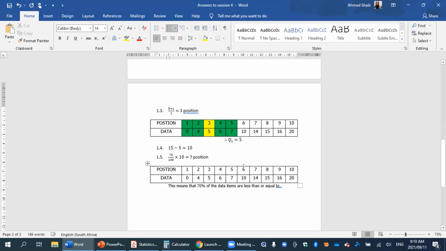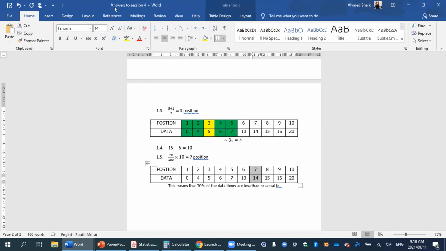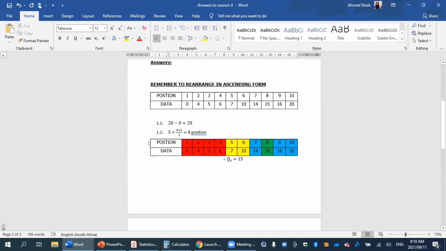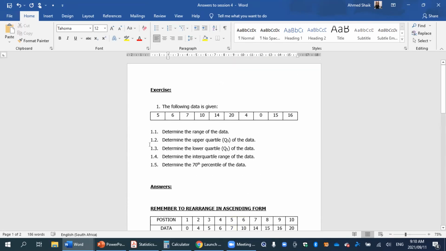So that tells us that our 7th position is the 70th percentile. This means that 70% of the data items are less than or equal to 14. As we can see, 14 is position 7. Okay, and those are your answers to the exercise from the previous session.